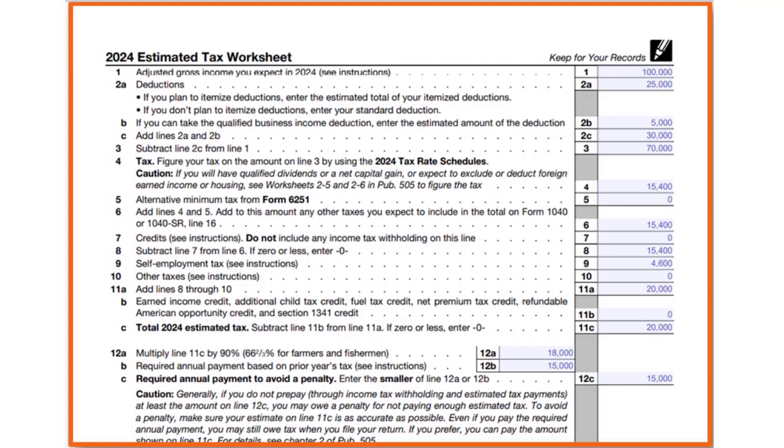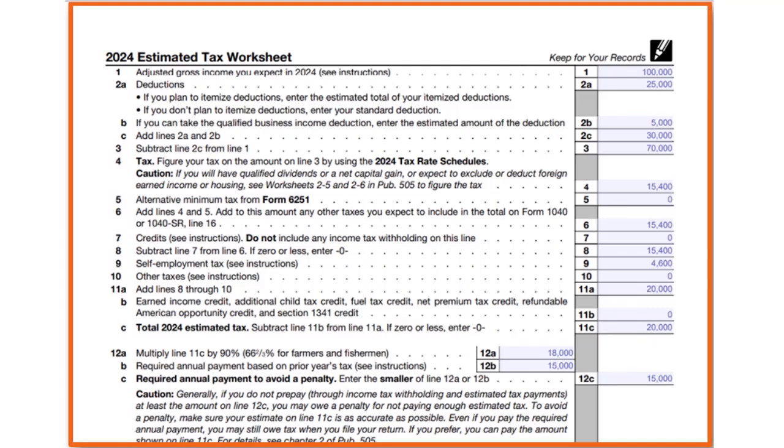Everything starts with your AGI, your adjusted gross income. For this hypothetical example, we put 100 grand, and from the AGI you have to deduct your total deduction. Whether you itemize or take the standard deduction is totally up to you, but for this example, we have itemized deductions amounting to 25 grand. If you qualify for QBI, the qualified business income deduction, you also want to include it here, so 5 grand. When you add 25 grand to 5 grand, you have 30 grand. When you subtract this 30 grand from your adjusted gross income, you have 70 grand.